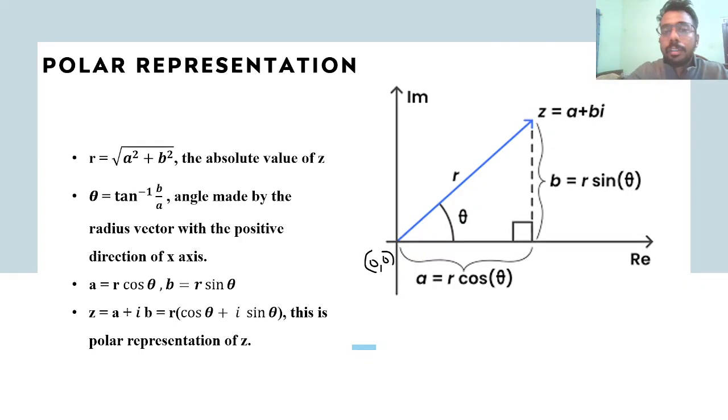The polar representation, as we can see in the picture, is denoted by two parameters r and theta, where r is the distance from the origin to the point, that is root over a square plus b square, along with the radius vector, and theta is tan inverse b by a, the angle made by the radius vector with the positive direction of the real axis. Now a equal to r cos theta and b equal to r sin theta. Then the polar representation of the number z equal to a plus ib is r cos theta plus i sin theta.